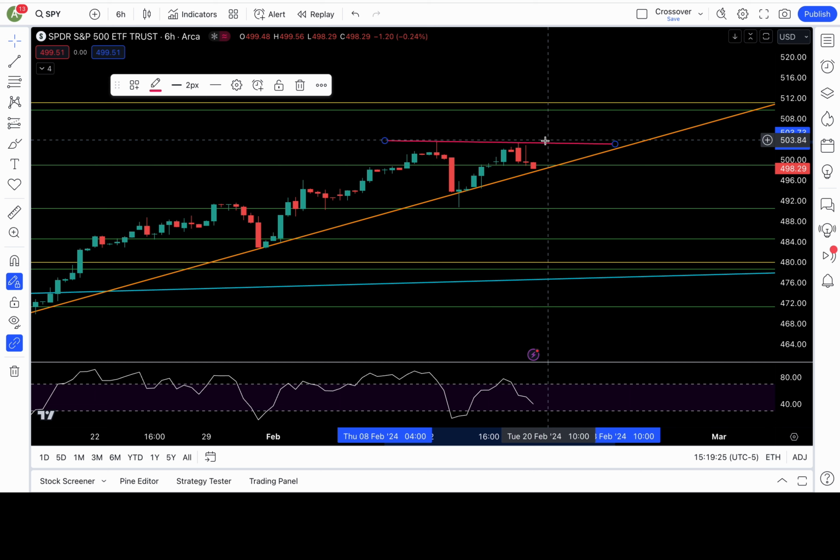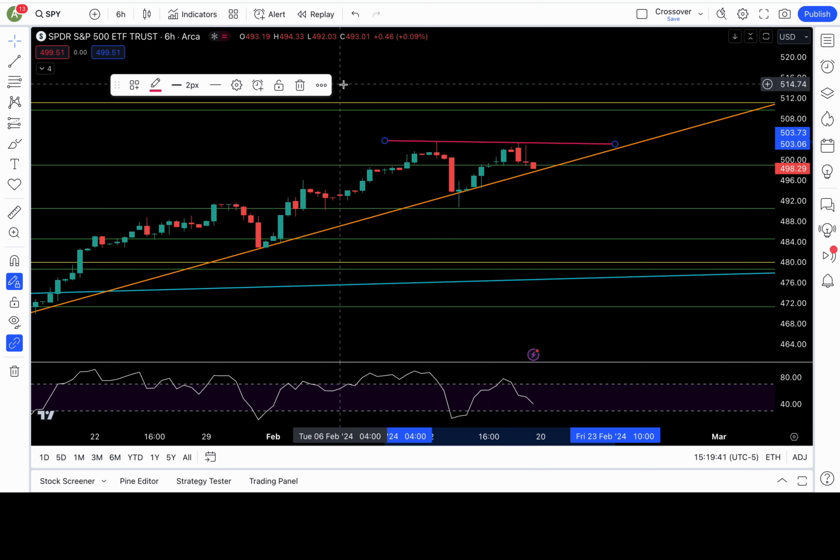That's my final level. I'm gonna go at 503.5. If we clear that level, we go to a new all-time high. The potential double top would be canceled. And I have no fib levels till 509.6 and 511 above that. All right, guys, that is my SPY plan.